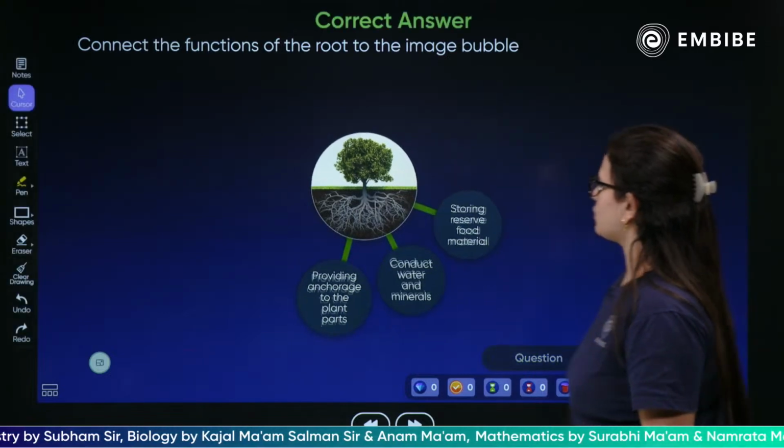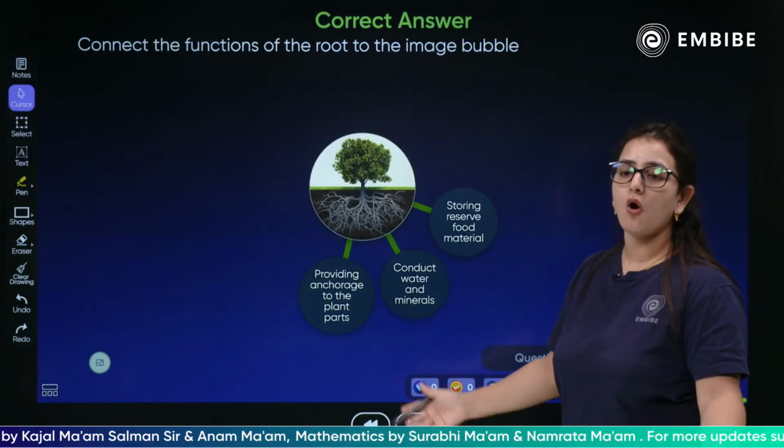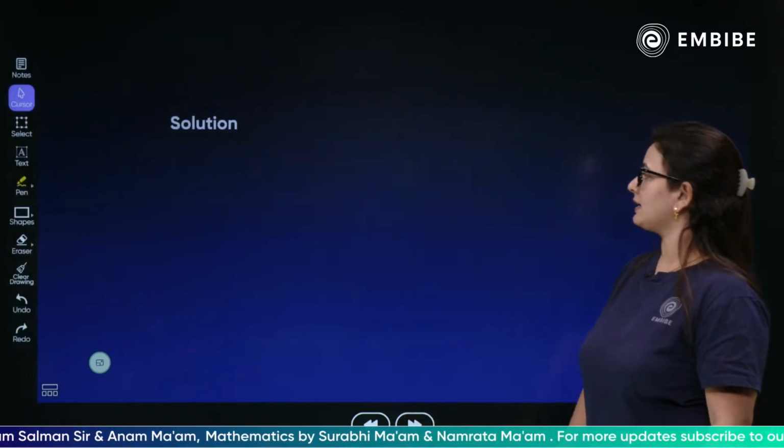Yes, the correct answer would be: it provides anchorage to the plant, stores reserves, and conducts food and water. All the options are completely correct.